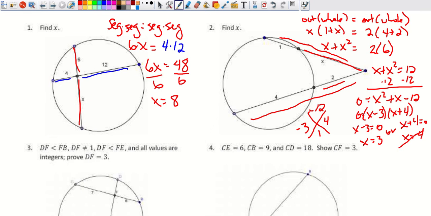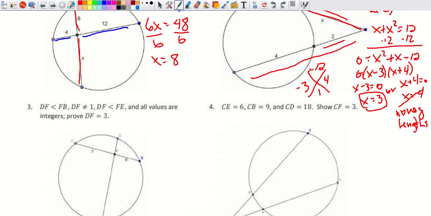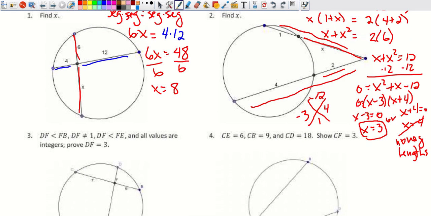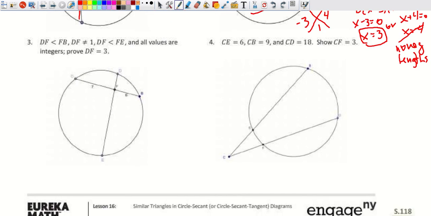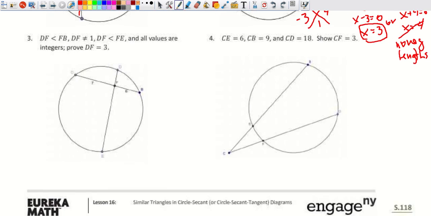Remember, we can't have negative lengths. So our answer here for x is going to be 3. And then just be careful that the question isn't asking you to figure out what one of the segments is. Okay, so just double check that at the end. All right, we're going to skip number 3.